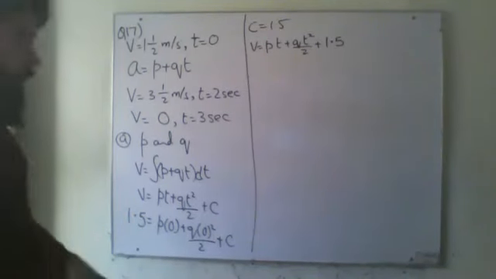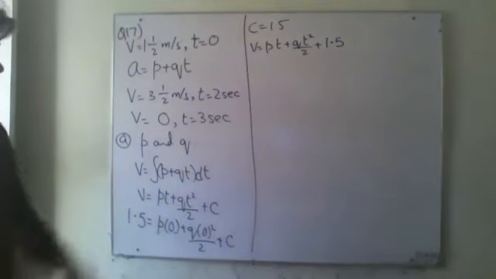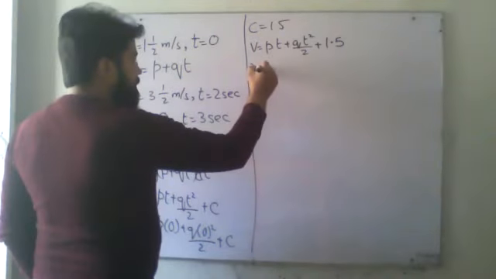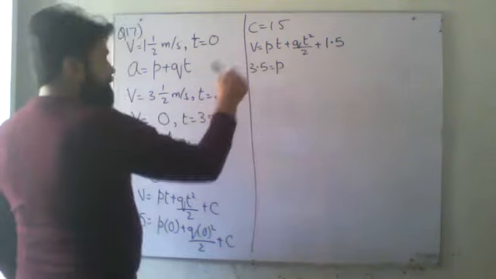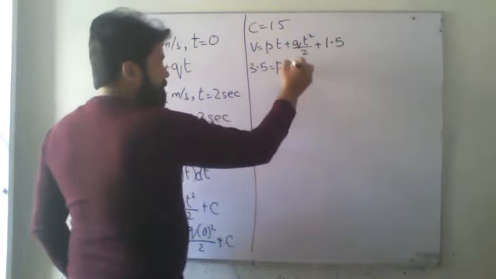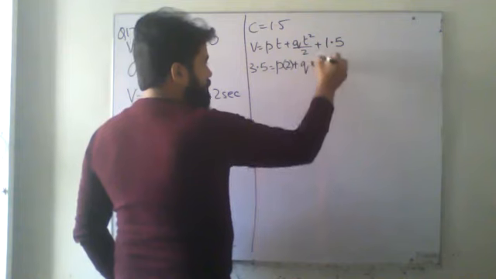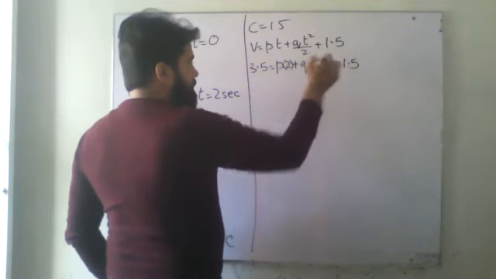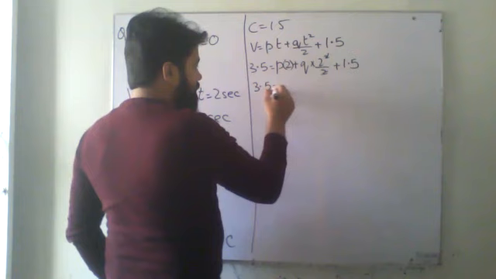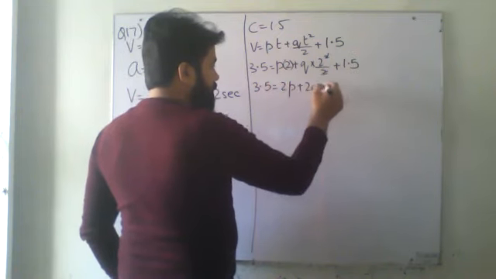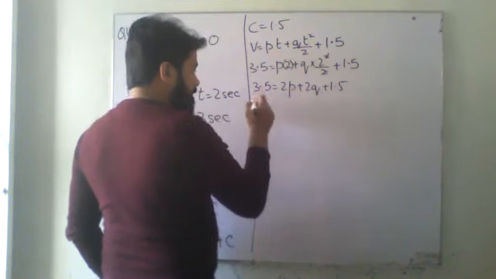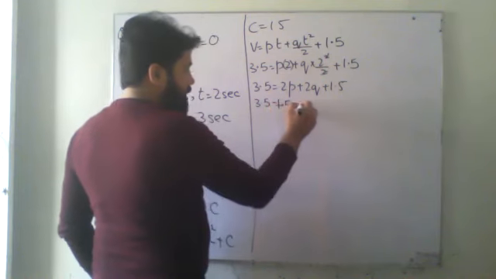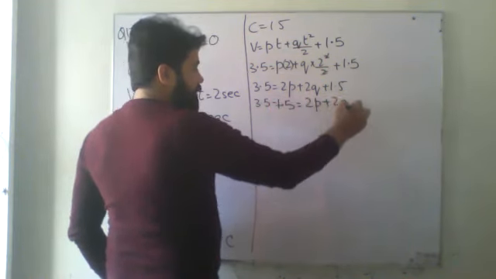Okay, so I'm putting the values now, the way I have explained. First of all, I have taken this one. This will become 3.5 equals p, and in place of t I will be writing 2, plus q into 2 squared over 2, plus 1.5. This and this will be cancelled. 3.5 equals 2p plus 2q plus 1.5. Shifting 1.5 over here, 3.5 minus 1.5 equals 2p plus 2q.